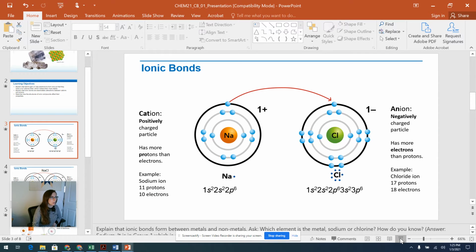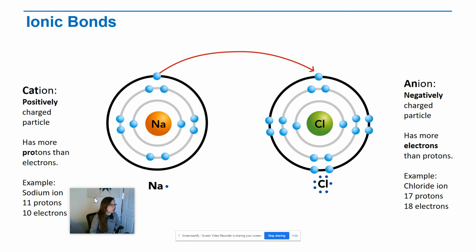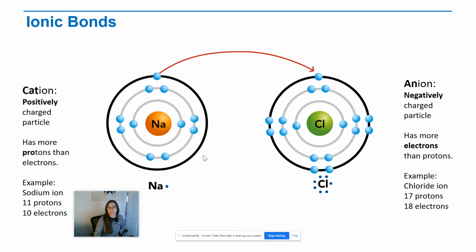Okay, so let's talk about how ionic bonds form. What you can see here is that first ions have to form in order for the ionic bond to form. And there's two types of ions.